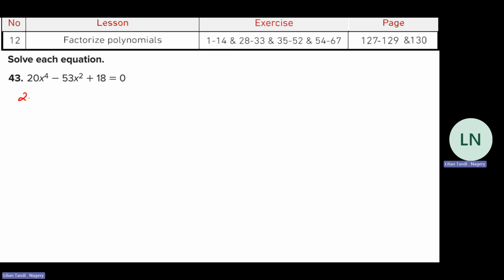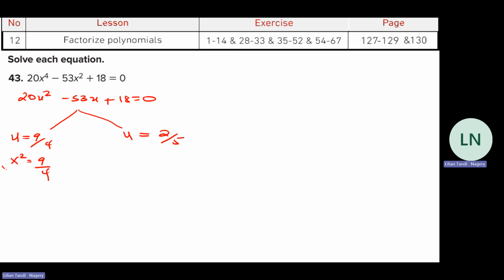Okay, do the same here. 20u squared minus 53u plus 18 equals 0. You will get 2 u's. You get u equals 9 over 4 and u equals 2 over 5. x squared equals 9 over 4, square root both sides, x equals 3 over 2. And because you square root, plus or minus. Let me write it nicely. Plus or minus 3 over 2.